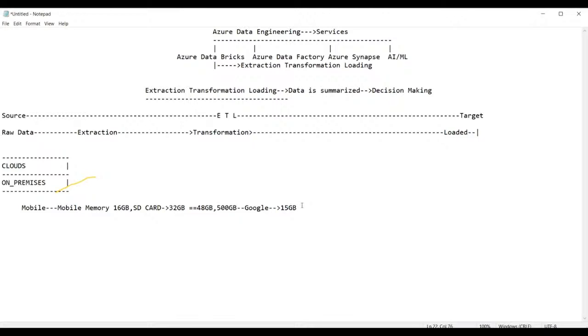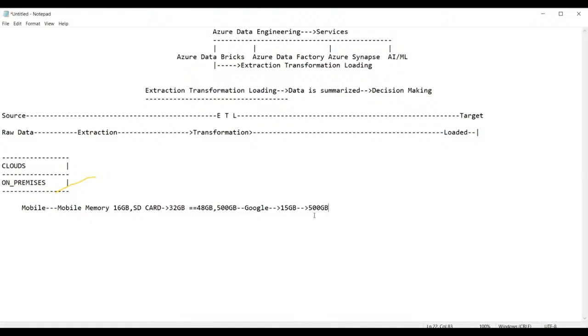External hard disk. External hard disk, that is fine. But I want the data. Okay, no problem. One more way is that you can ask Google to increase the size. That means from 15 GB, I want 500 GB. So Google will provide you 500 GB of memory.